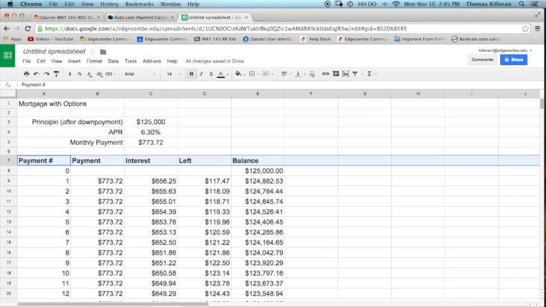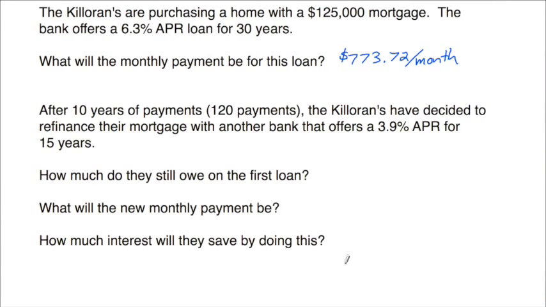So the first question I had was, after 10 years of payments, 120 payments, the Clorans have decided to refinance their mortgage with another bank that offers us a lower percent. So we were going to go from 6.3 to 3.9 APR, and we're also going to reduce how many years we're going to be paying it. If we already made 10 years of payments, this one says we're only going to go 15 more years. So instead of a 30-year loan, now we're doing a 25-year loan.